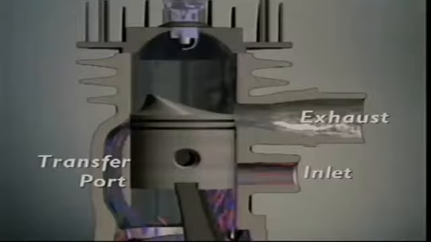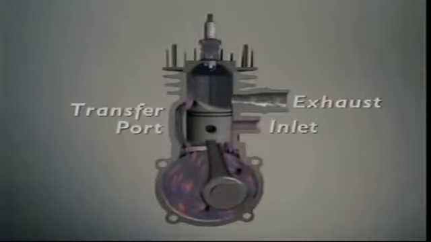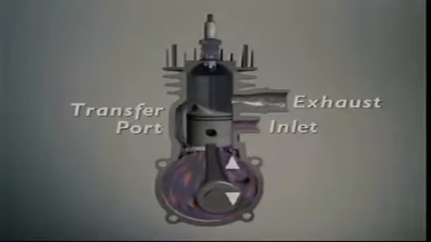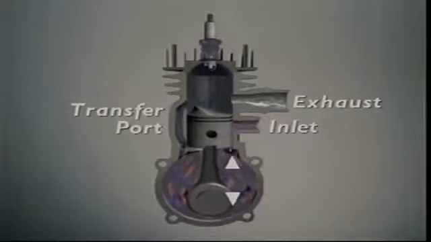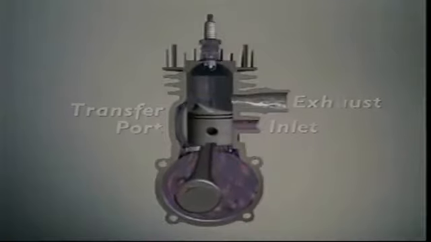At the same time, closing the inlet port means the descending piston is compressing the air-fuel mixture in the crankcase. The top of the piston uncovers the transfer port. Increased pressure in the crankcase forces fresh air-fuel mixture up through the transfer port into the cylinder, replacing the burned gases, and the cycle starts again.